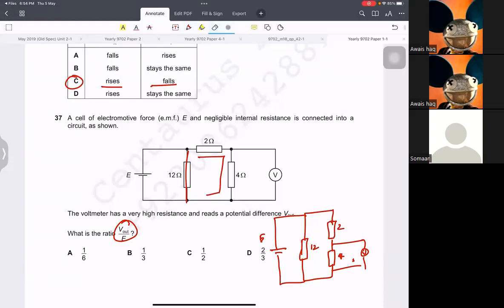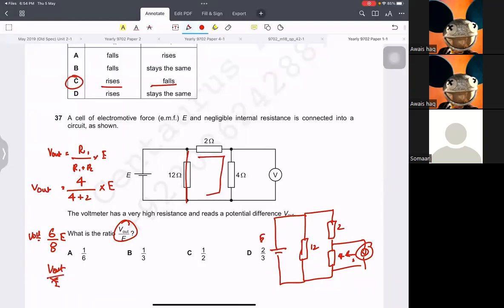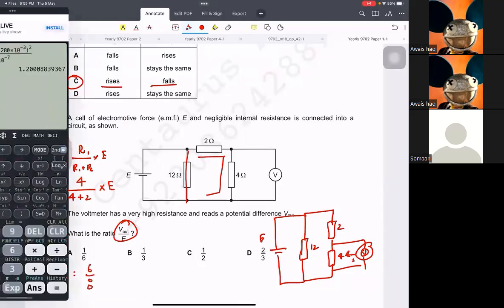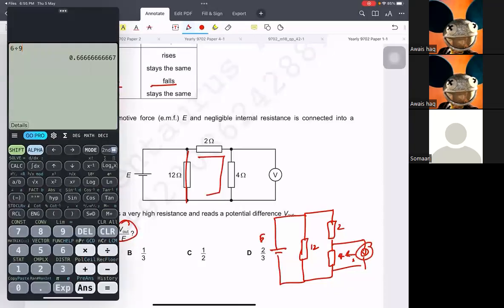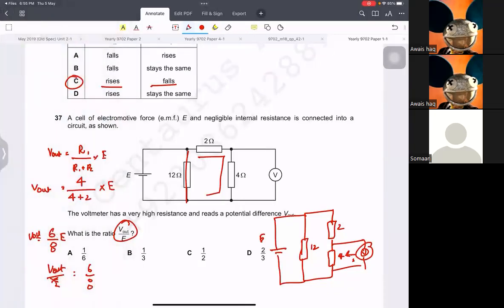So the formula for the potential divider, if you don't know, is V out equals R2 over R1 plus R2 times EMF. In this one, we want to find the voltage here, so the resistance across is 4. So 4 divided by 4 plus 2 times E. So V out for E is going to be 6 over 8, which is 0.75. We don't take the 12 because it is in parallel.